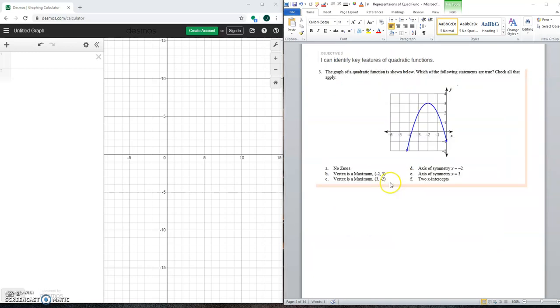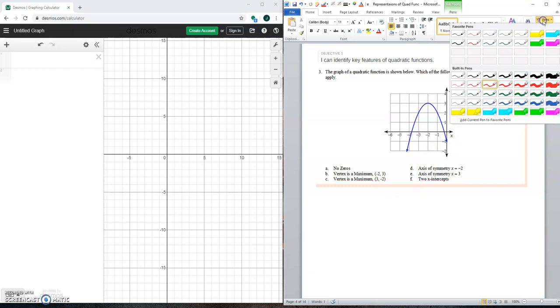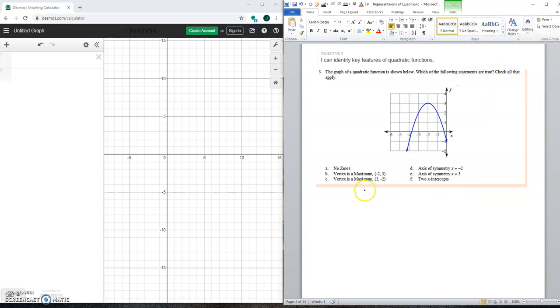Okay, next example. The graph of a quadratic function is shown below. Which of the following statements are true? Check all that apply. Let's go ahead and examine this. There are no zeros of a function. Well, first of all, there are zeros of a function. That's a zero of a function right there, and that's a zero of a function right there. Another term for zeros of a function are roots, solution, and x-intercept. Right, so A is wrong because there are definitely zeros of a function there.